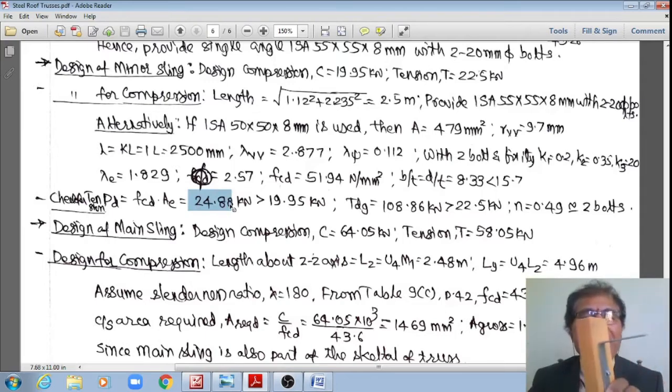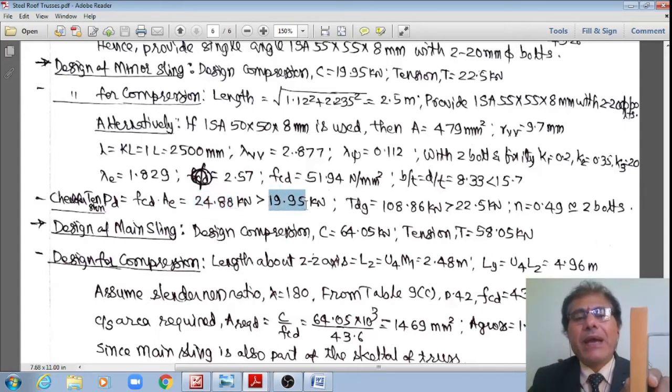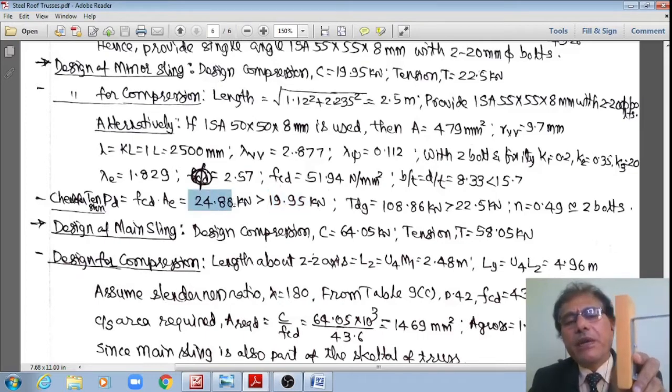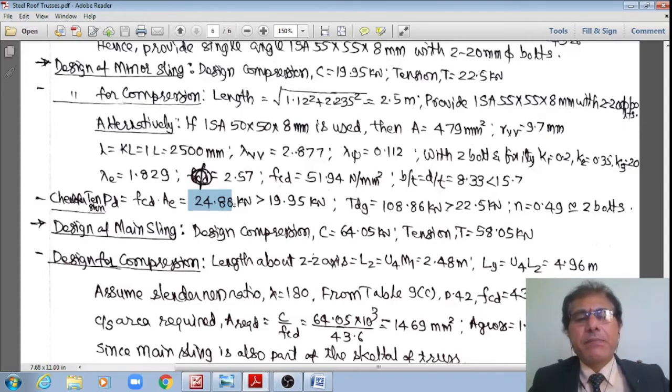I am able to supply this much of sectional resistance, whereas this is the demand. I am demanding 19.95, whereas I am supplying 24.88. That is how the demand and supply in terms of the strength. Therefore, it is okay from the compression. Once this is okay from the compression, then I'll check for the tension.